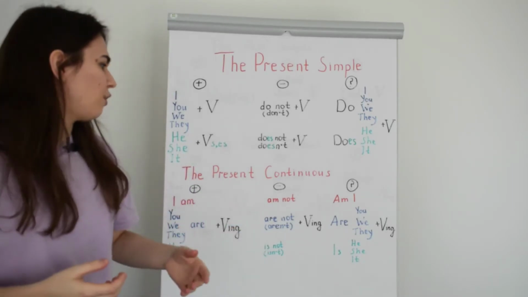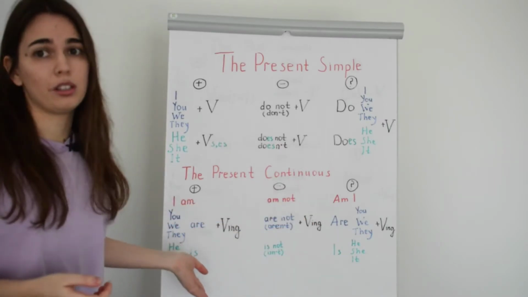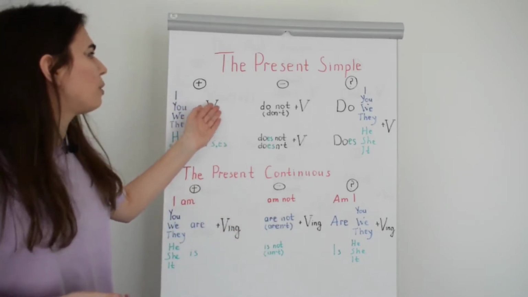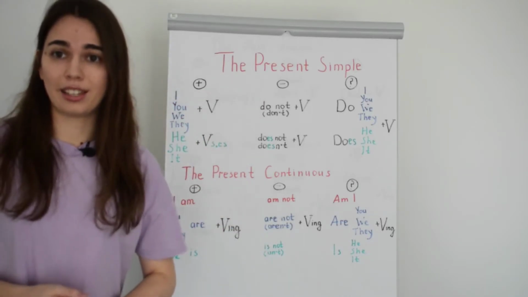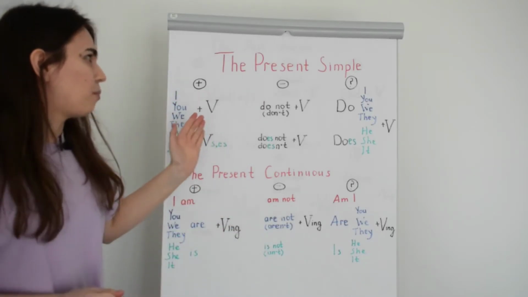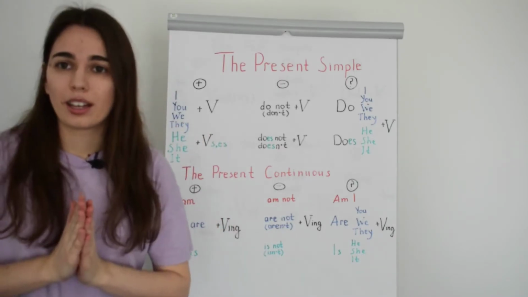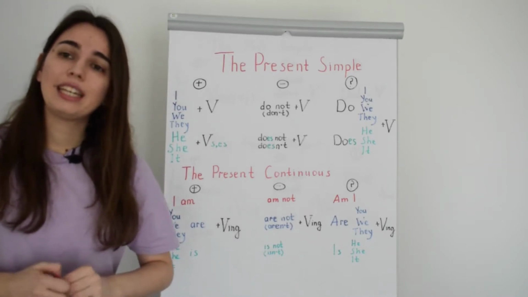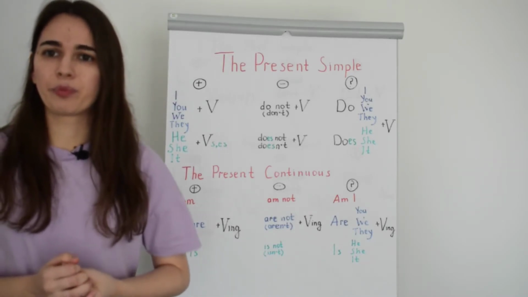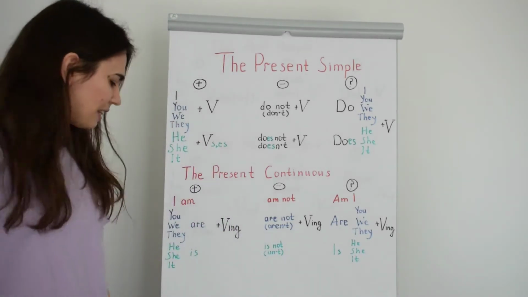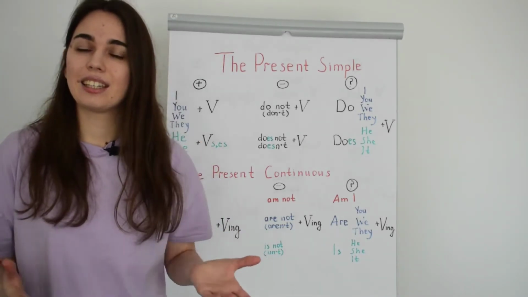If you understand, if you know these tables, if you know how to form affirmative, negative, and question sentences in the present simple and in the present continuous, then you can use them actively and you can speak it. Now let's look at the next tenses.